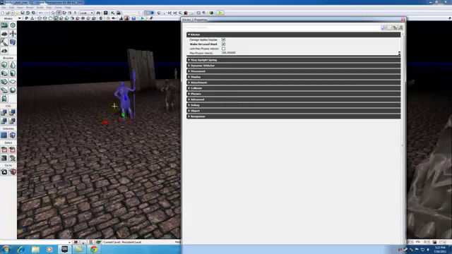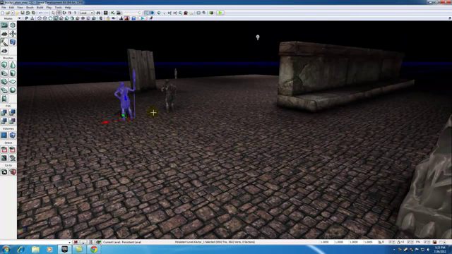So, just remember it's a statue. So if you find that your objects are moving too fast, just go ahead and give it a speed limit there. So, anyways, that's all I'm going to cover right there.